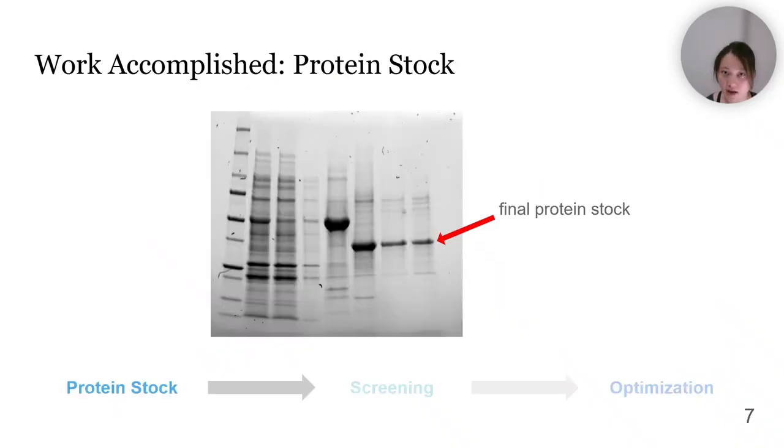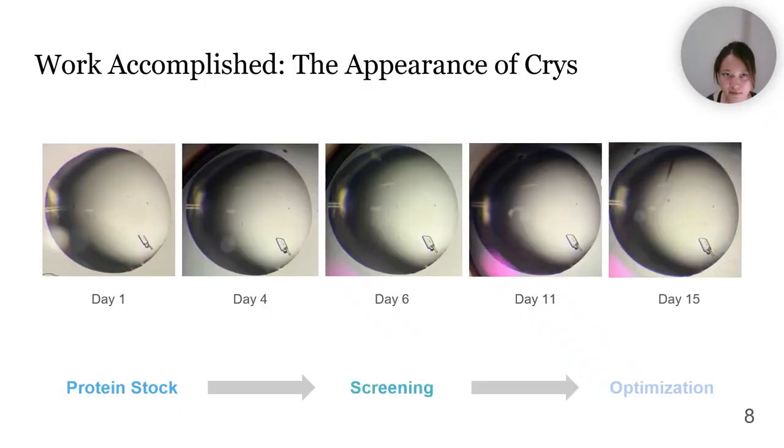I've already generated enough mSIRal protein stock, as indicated by the highlighted band on the gel. Using my mSIRal protein stock, I've also set up upwards of 900 unique conditions and monitored them over the course of 2 weeks to identify hits, aka conditions where it looks like a crystal may be forming. Lucky for me, I found a hit on my first day of observation, with a small crystal I've dubbed Chris.